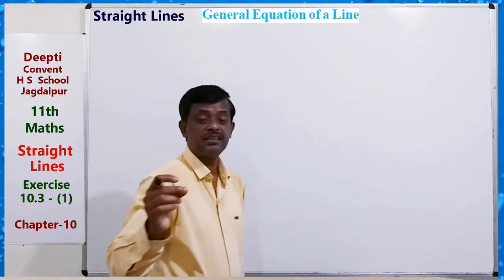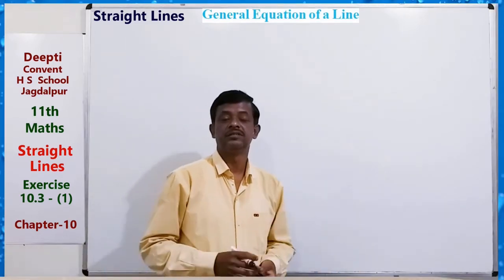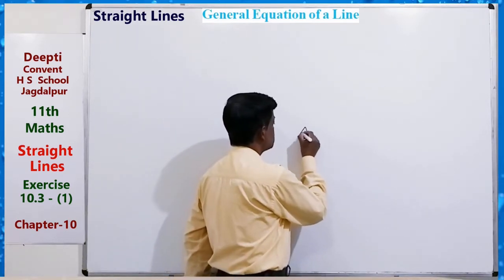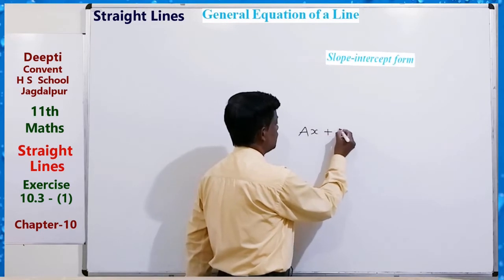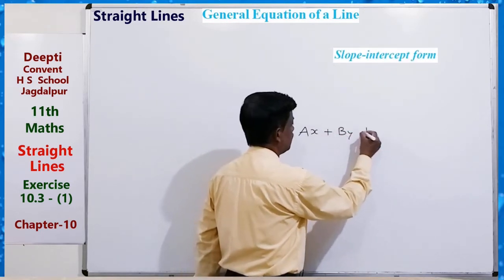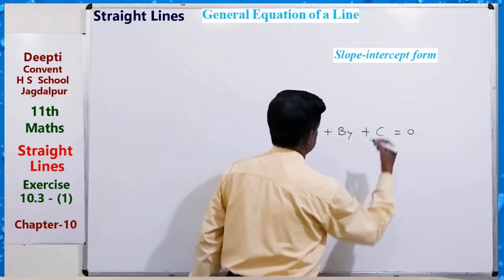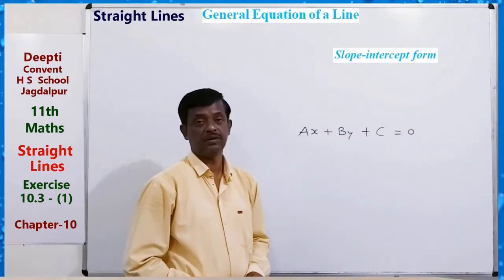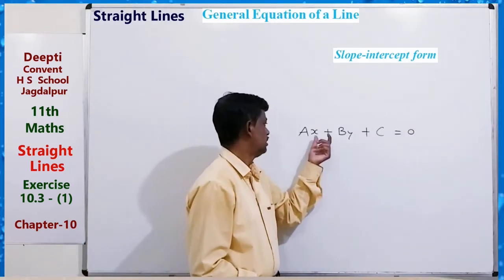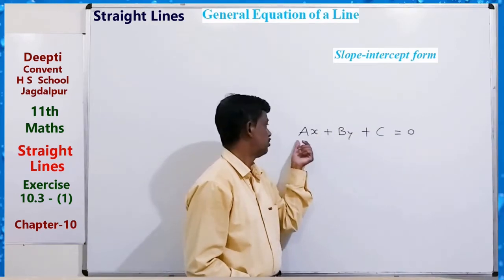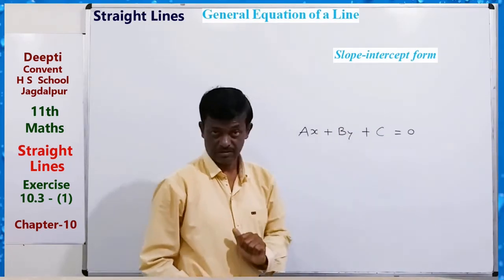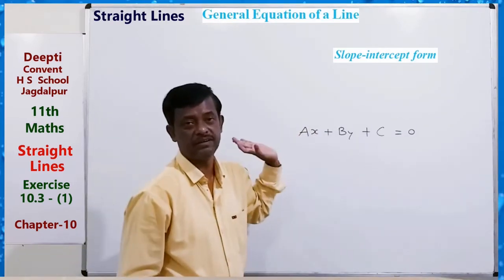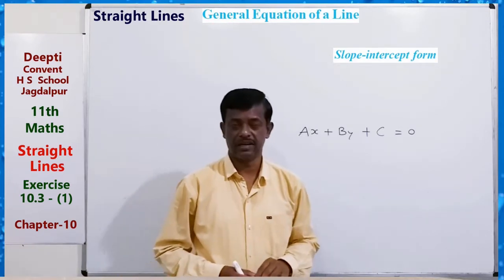Any linear equation in x and y is a straight line. So the general equation means involving x and involving y and another constant. The standard form is this: the general equation of a straight line, a linear equation in x and y, where x is power 1, y is power 1, with coefficients a, b and a constant term, suppose c. It may be on the right hand side or on the left hand side. Okay, this is the general equation of a straight line.